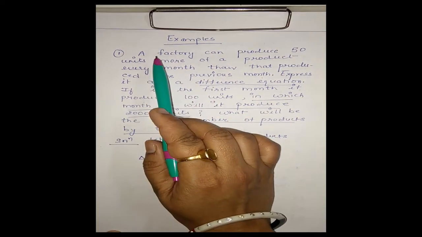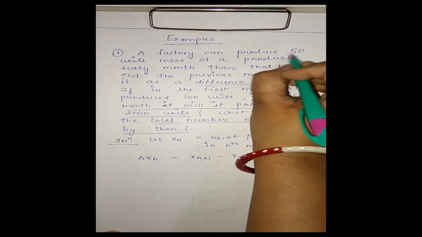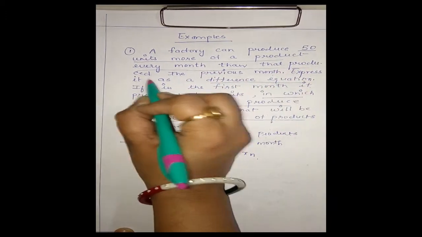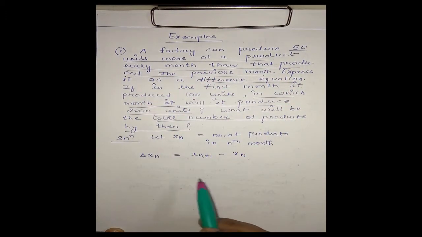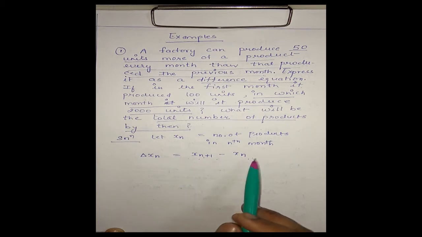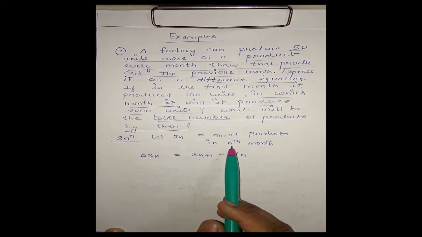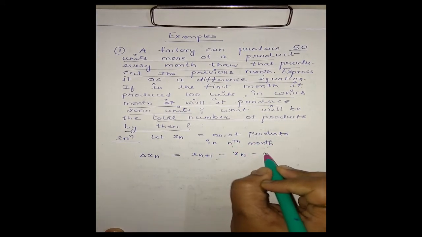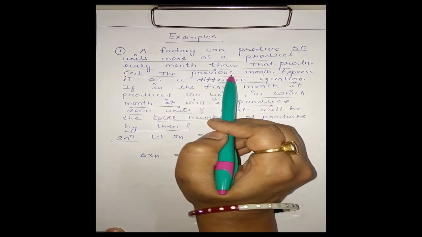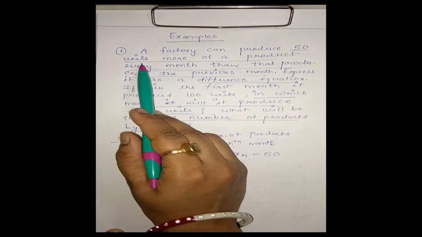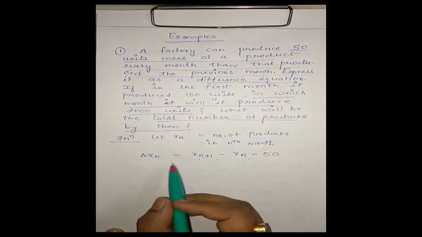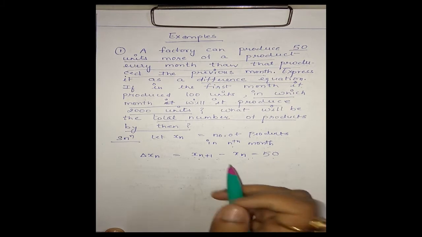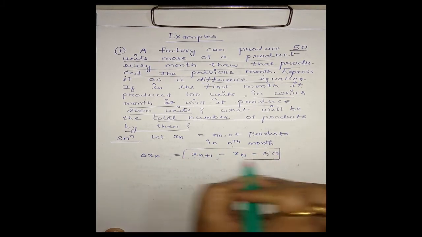Now it is given that a factory can produce 50 units more of a product every month than that produced the previous month. Means xn plus 1 minus xn, the number of products in the n plus 1th month minus the number of products in nth month, will be 50, by the given condition. Clear? So delta xn, that is the difference between xn plus 1 and xn, is equal to 50. This is the difference equation.